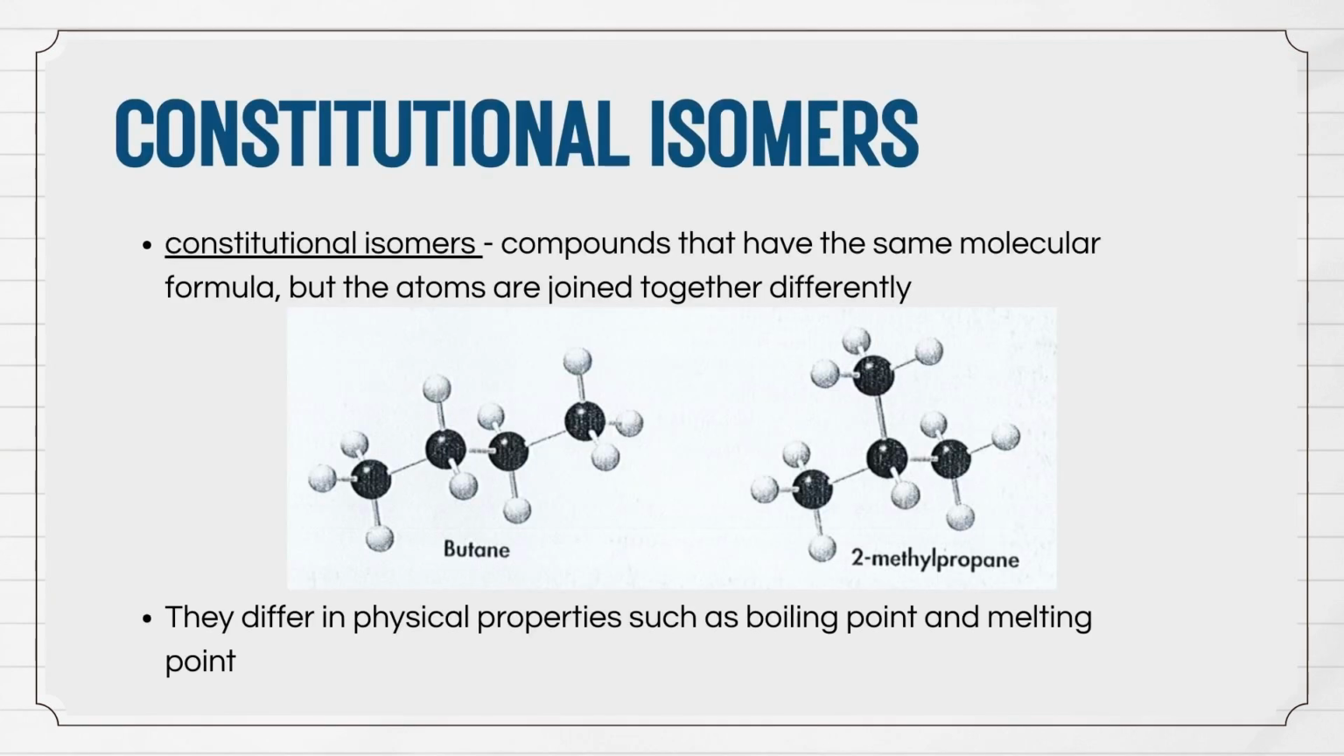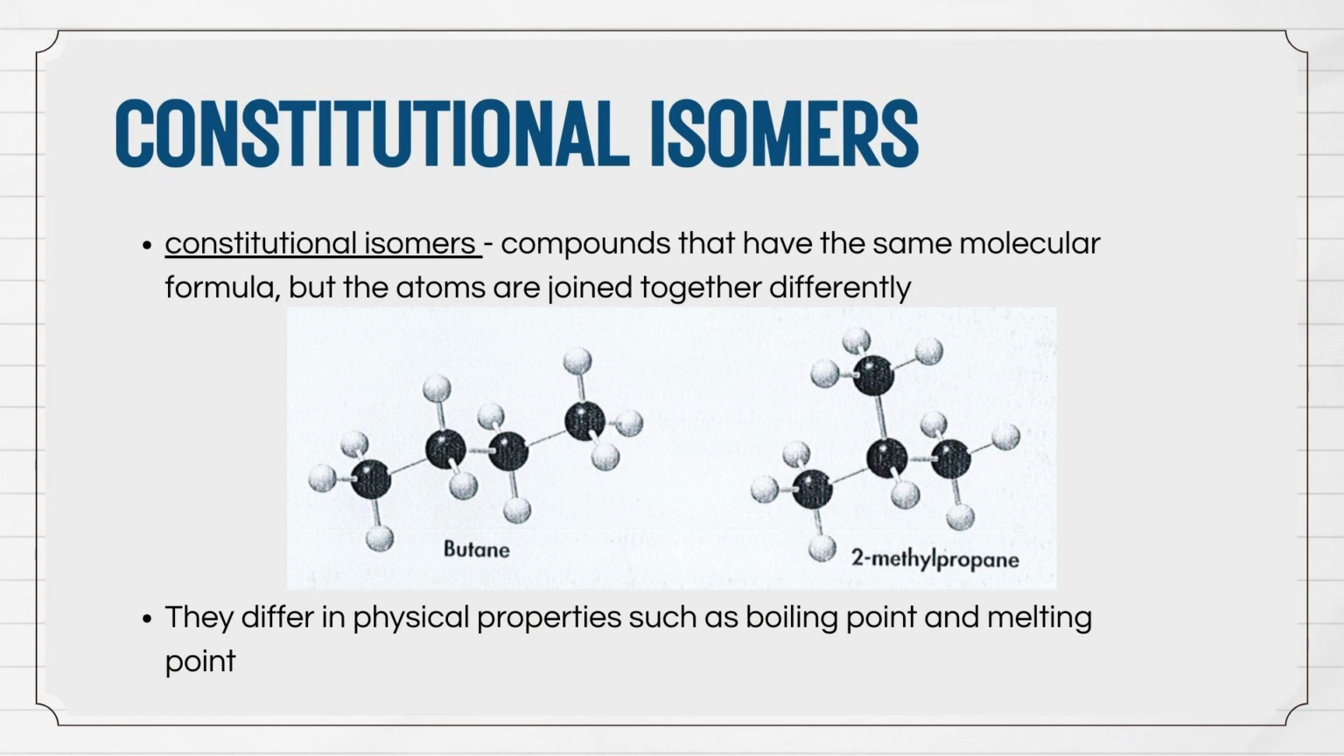The first type of isomer we'll look at is called constitutional isomer. These are molecules that have the same chemical formula, but the atoms are connected differently. Because of this difference in connectivity, constitutional isomers can have very different physical properties like boiling points and melting points. That's because the structure of a molecule influences how it interacts with other molecules, how tightly they pack, how easily they evaporate, and so on.